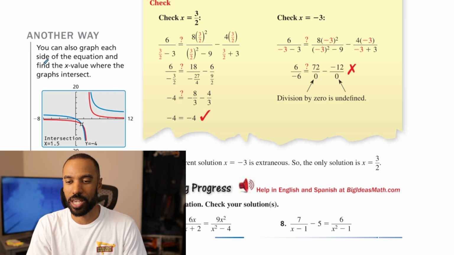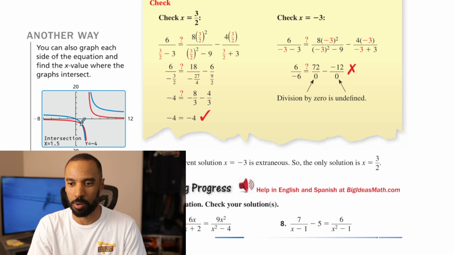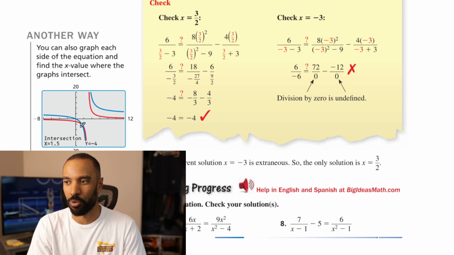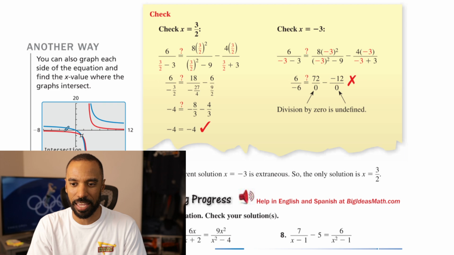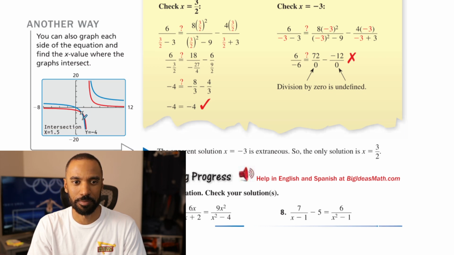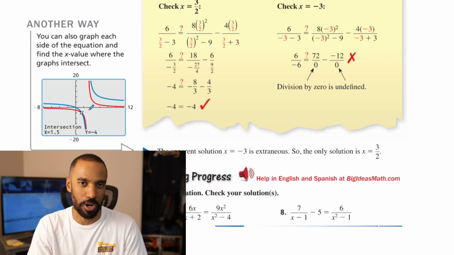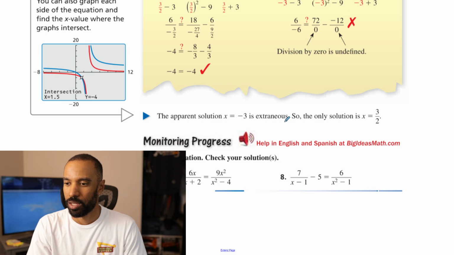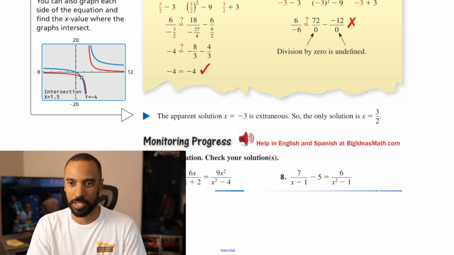You can also graph each side of the equation and find an x value where the graphs intersect. And you can see it only intersects at 1.5. Only at 1.5. It doesn't intersect at negative 3 for x over there. Okay, so only at 1.5 is 3 over 2. And the apparent solution, negative 3, is extraneous. Okay.